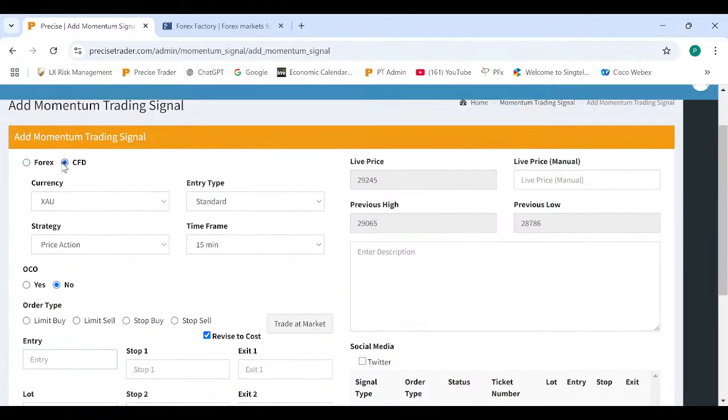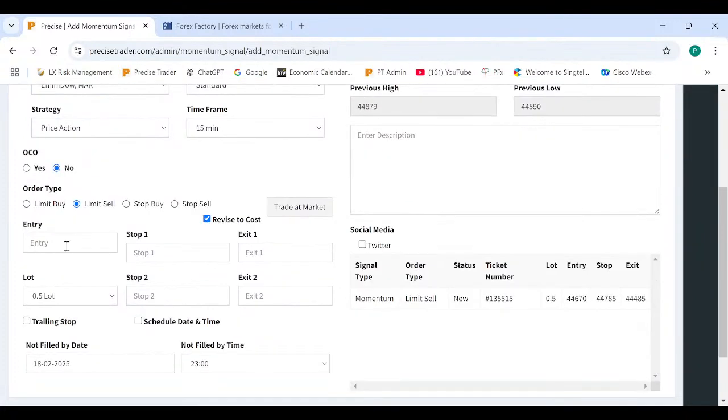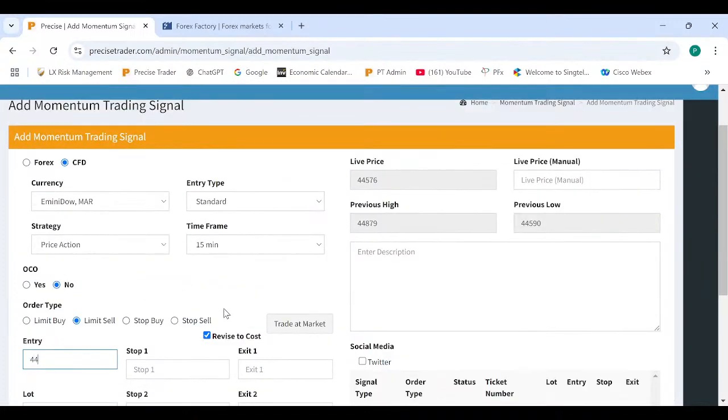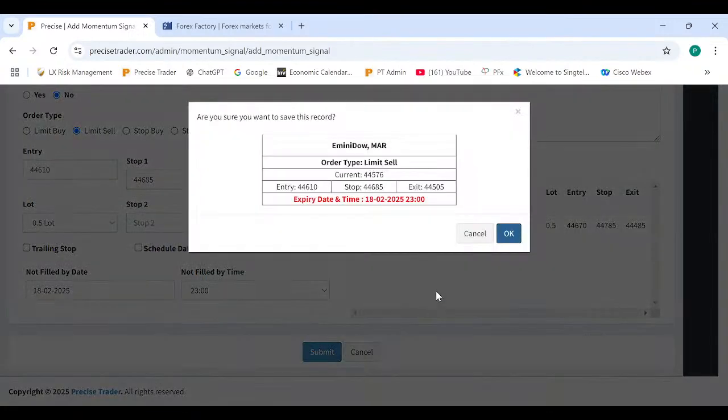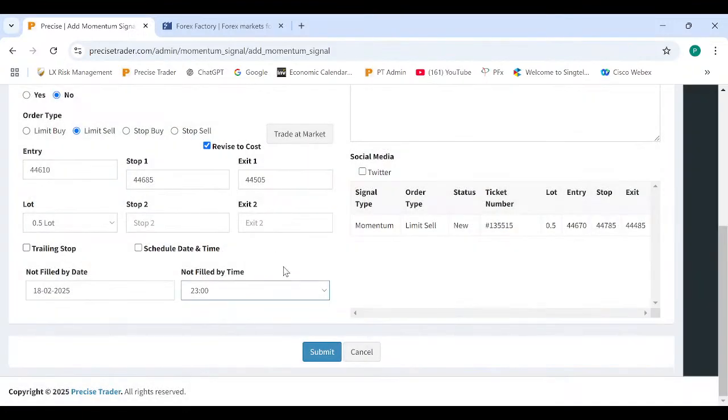Sorry, this is Dow Jones. Selling at 44,610, stop at 65. Just now, sorry, 670, right? So 685, and this one again will try to exit at 44,505. So this is another 100 pips move I'm looking for, and this is until 11 o'clock or 11:30. Maybe we'll just give another half an hour more.